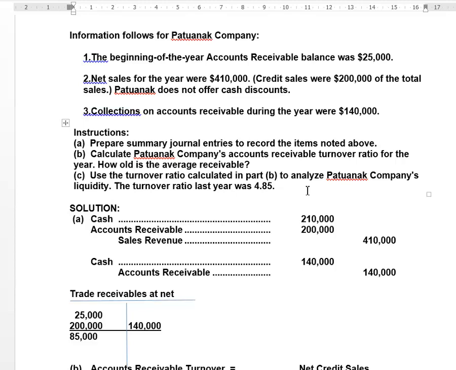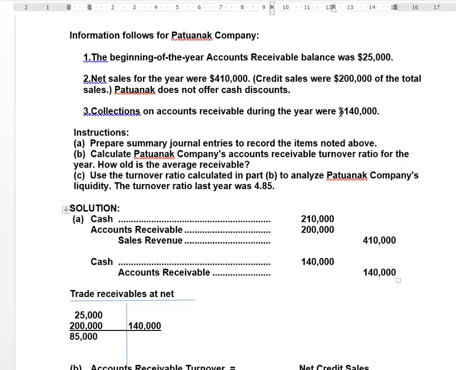So let's look at the solution, first of all, to prepare the journal entries as we're asked to do here. So we know that we made sales revenue for the year of $410,000. We know they're not given any cash discounts, and we also had no mention of sales returns and allowances, so we assume that net sales are actually sales revenue. So we're going to credit that sales revenue. We're going to debit accounts receivable for $200,000, and then the difference should go to cash because only $200,000 of the sales revenue we booked was credit sales.